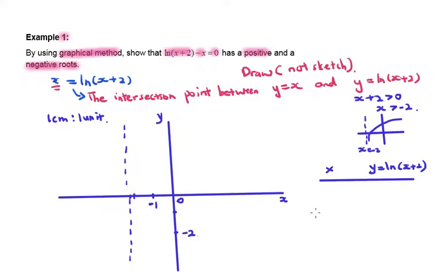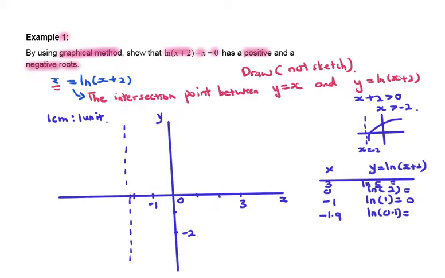Let us start with -1.9. So ln(-1.9 plus 2) is ln 0.1. You can check the values from a calculator. Then we might try -1. ln(-1 plus 2) is ln 1, which is 0. Then x equals 0. ln(0 plus 2) is ln 2. And then we might try when x is 3. So ln(3 plus 2) is ln 5.